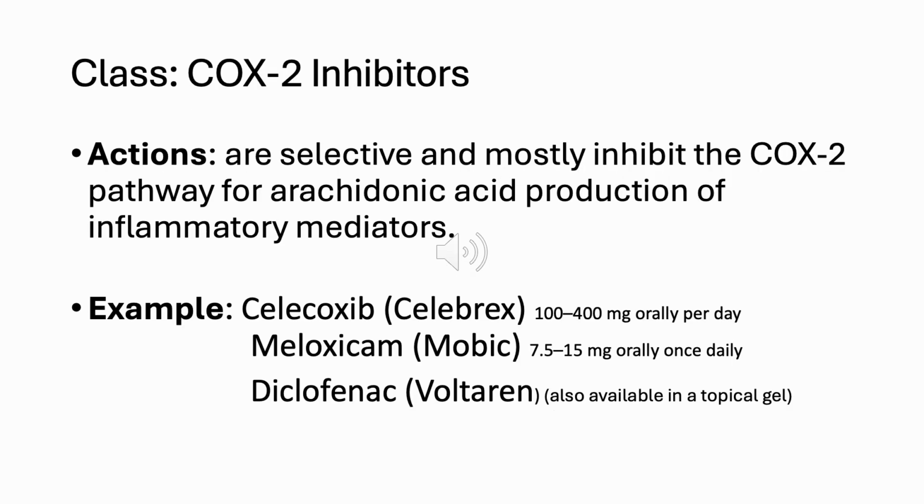COX-2 inhibitors have an action that is selective and mostly inhibit the COX-2 pathway for arachidonic acid production of inflammatory mediators. Some examples of these drugs are celecoxib, known as Celebrex, meloxicam, known as Mobic, and diclofenac, known as Voltaren.